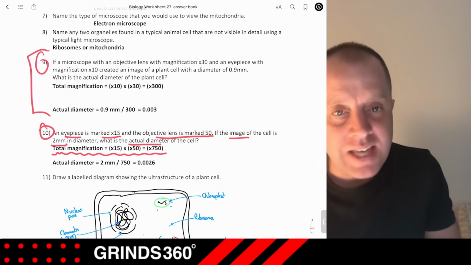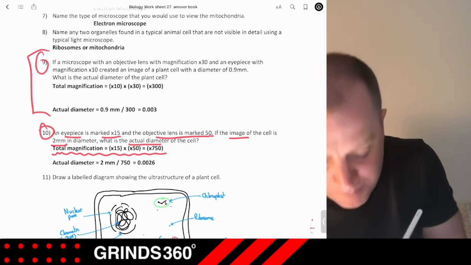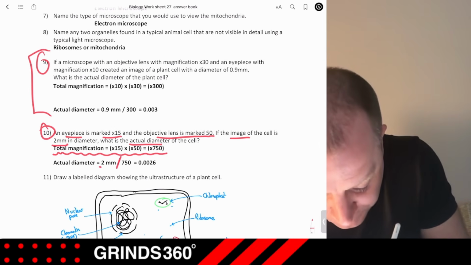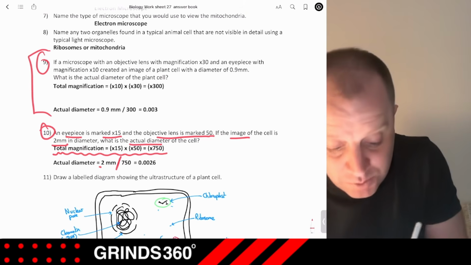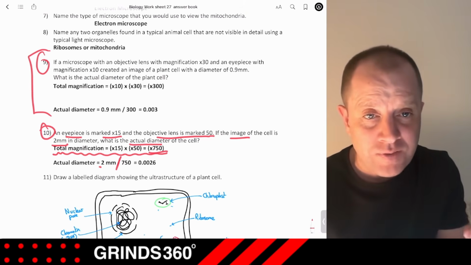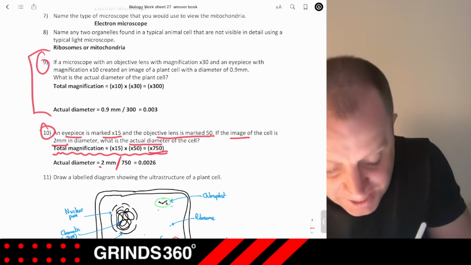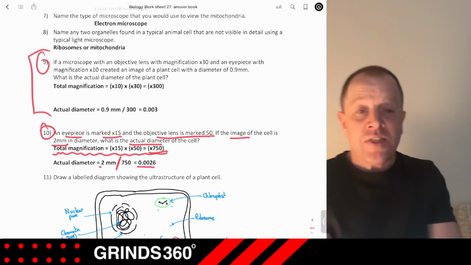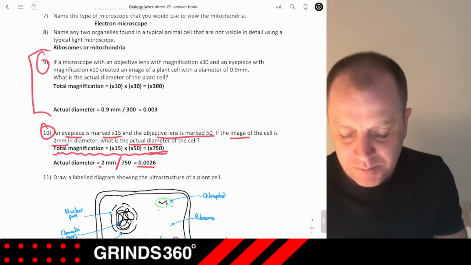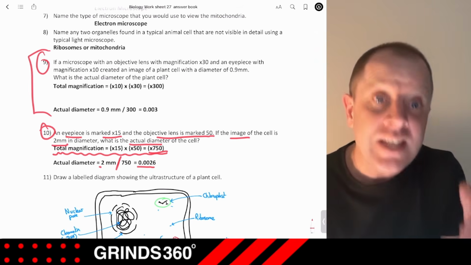So do you remember what we said? The actual size is the image divided by magnification. The image, they tell you in the question, is 2 millimeters. So 2 divided by magnification, it was magnified 750 times. If you divide 2 by 750, you then find its actual size before you magnified it. And that's 0.0026. That one came up 12 years ago, or something very similar. Maybe I might have changed the numbers slightly, but it's the same type of question. They're easy if you've done them before.